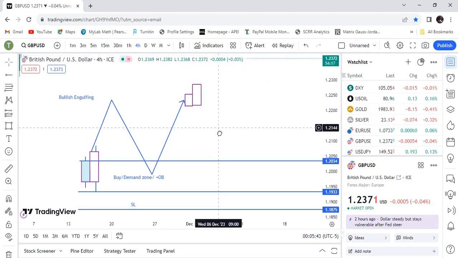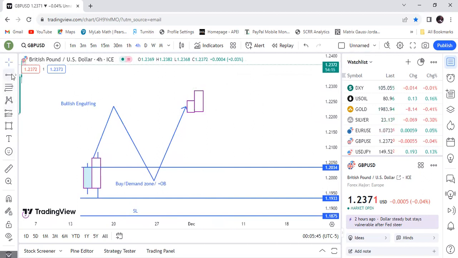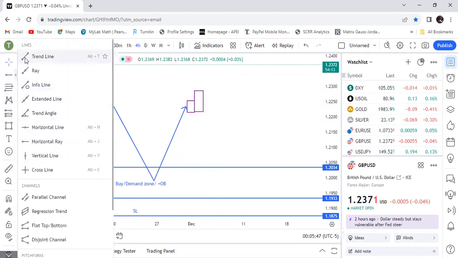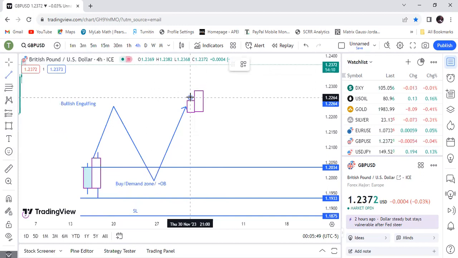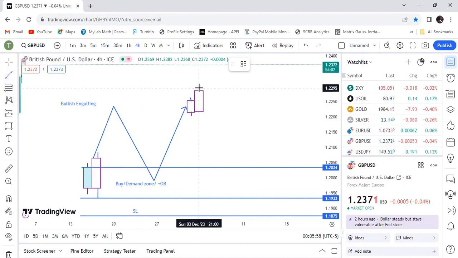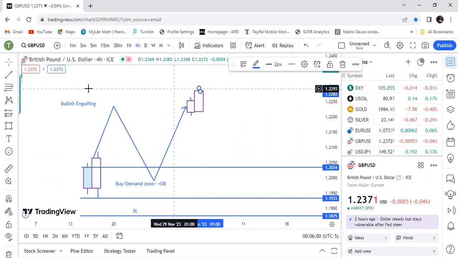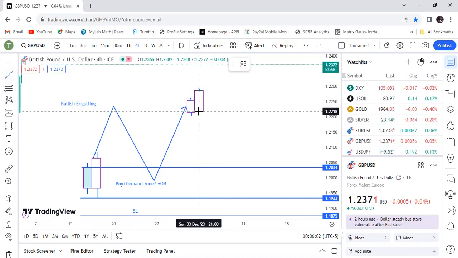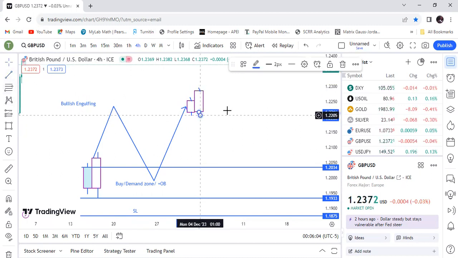So this is what we need to do. You mark the regions. This is the first candle, which is the sell candle. This is the second candle, which is the buy candle that engulfs the first candle. Those are just the wicks that I'm trying to draw there.